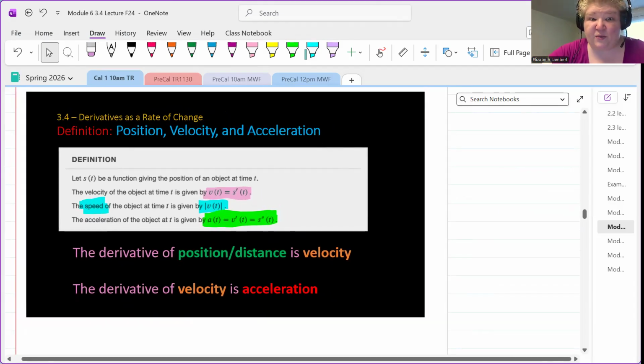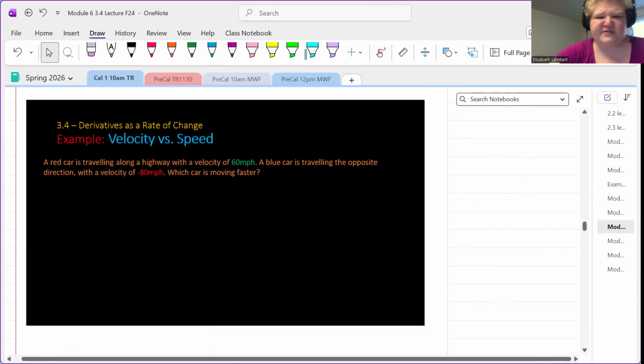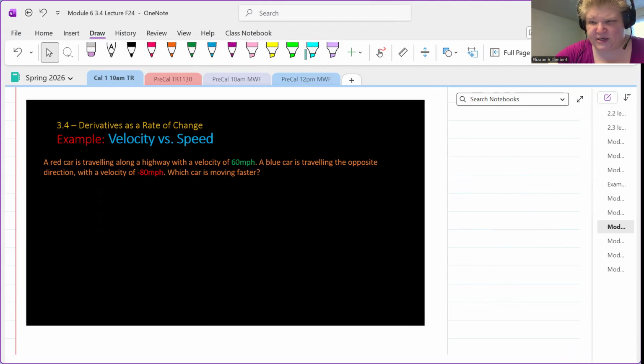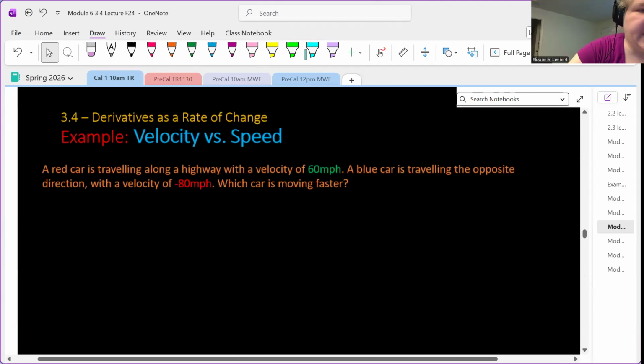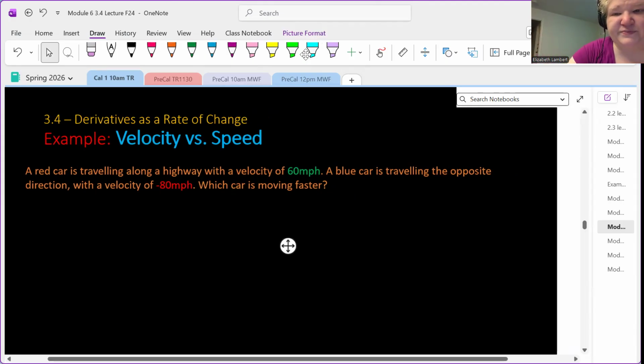All right, so we're going to play around with this now. We're going to see some weird examples. We have some colors, and then some other colors that don't match the colors being written, so bear with me on the weird colors. We have a red car traveling along a highway with a velocity of 60 miles per hour. A blue car is traveling the opposite direction with a velocity of -80 miles per hour. Which car is moving faster?